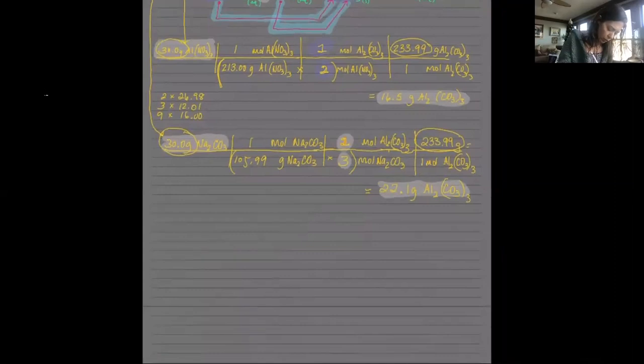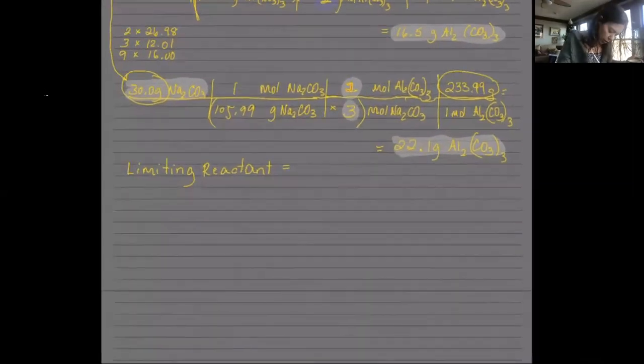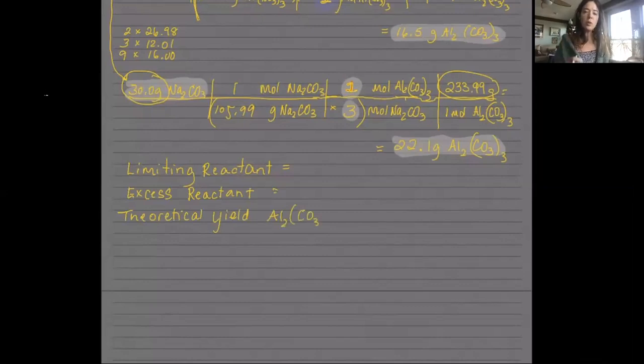So I want you to think of which reactant up there limited the amount of product produced. We know the excess reactant. So which reactant will we have some left over? We also know our theoretical yield of the aluminum carbonate. We know how much theoretically we should be able to produce if we ran a perfect experiment. Doesn't happen. Okay, so I want you to answer this for yourself.